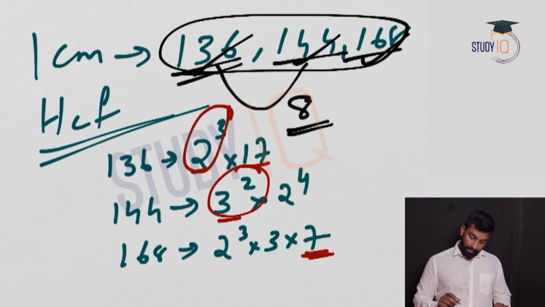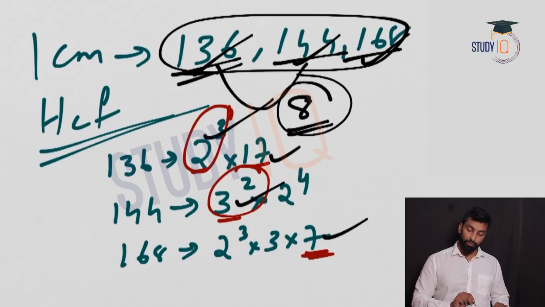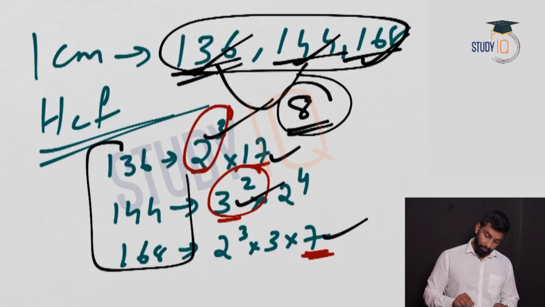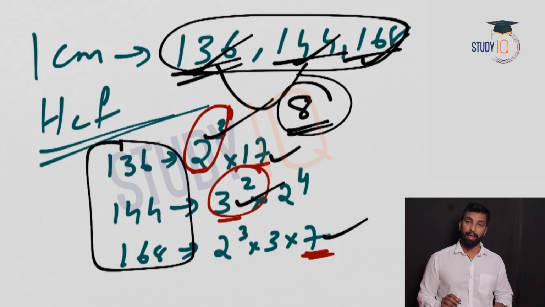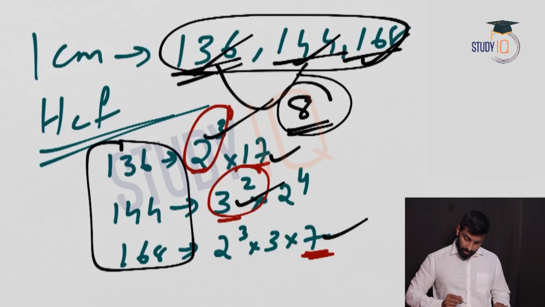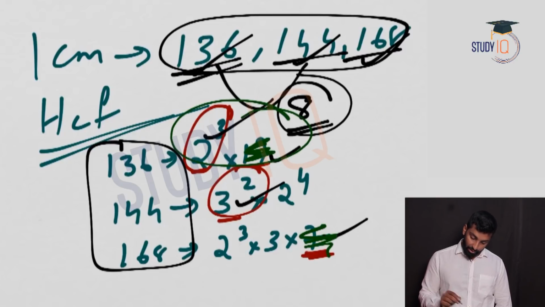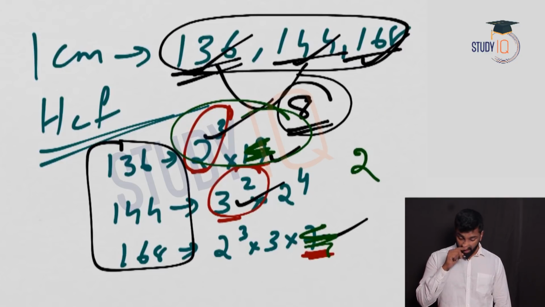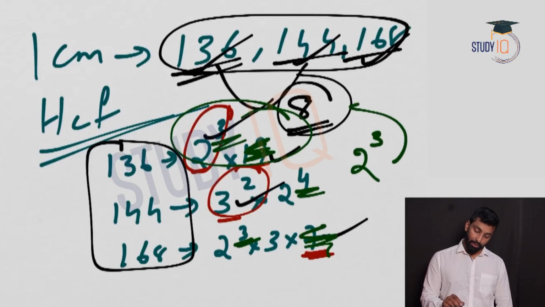So your LCM is 2 cube into 3 square into 17 into 7, and your HCF is 8. In the first case you prime factorized; in the second case you can directly write. Otherwise, from the prime factorization also you can find the HCF. You just need to see the common terms, right? 17 is only here, 7 is only here, and there is no 3 involved in the first number. So only 2 is common, and how many 2's are common? Here 3 2's are there, here 4 2's, here 3 2's. So only 3 2's are common. That is nothing but 8.